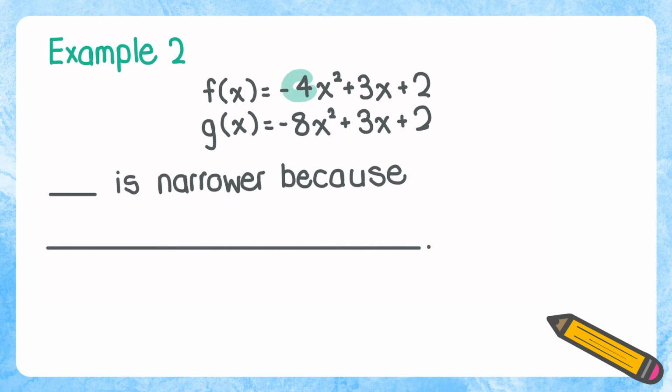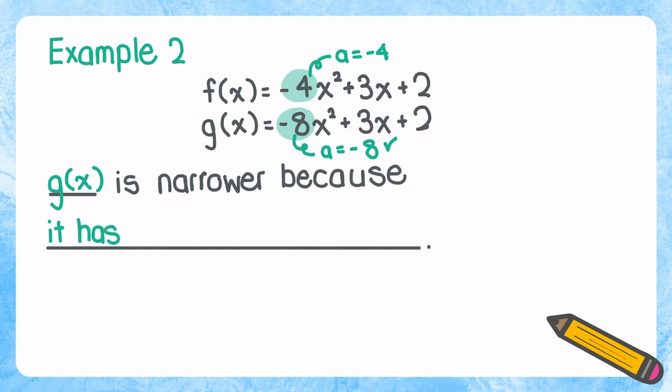For f of x, a equals negative 4. For g of x, a equals negative 8. Even if it's negative, we're just going to focus on the actual numbers themselves. So 4 and 8, since 8 is bigger, g of x is narrower because it has a larger a value.